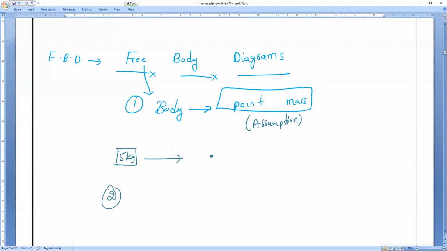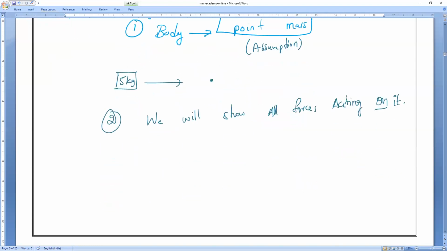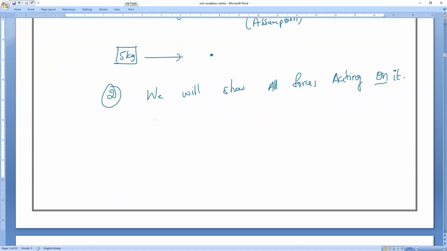Then, second point, we will show all the forces acting on it, not acting by it. Understand the difference between acting by it and acting on it? We will show all the forces acting on it. So what forces are experienced by this body? We all should identify it. That is the second thing. Next, third one, what kind of forces are being exerted? And keep it in mind.